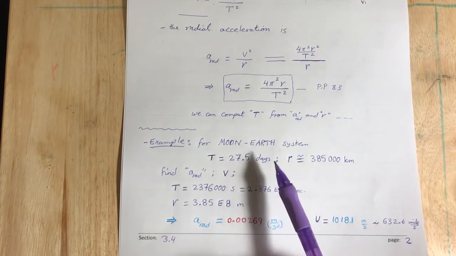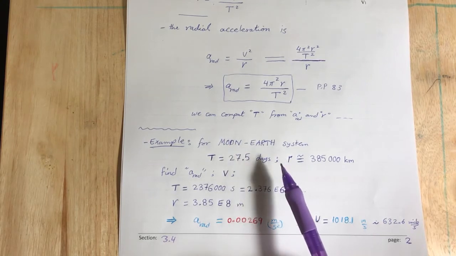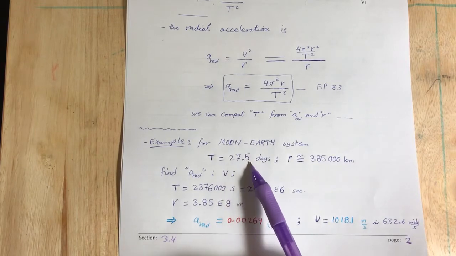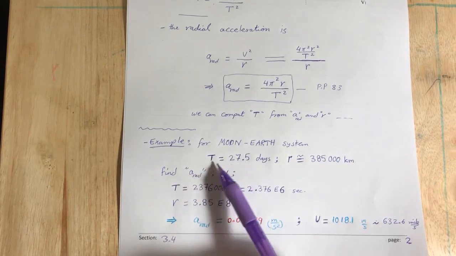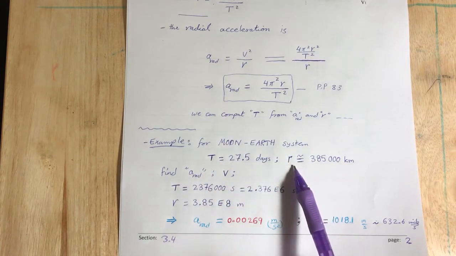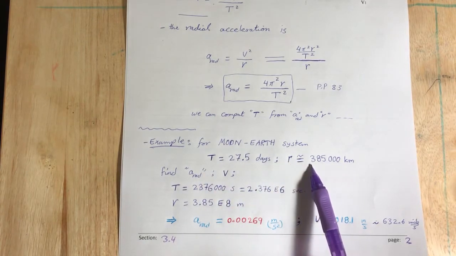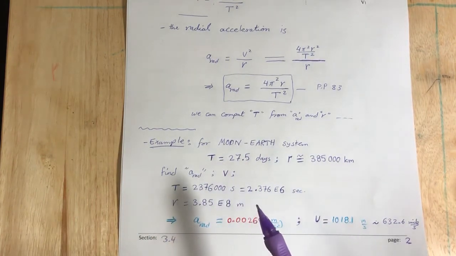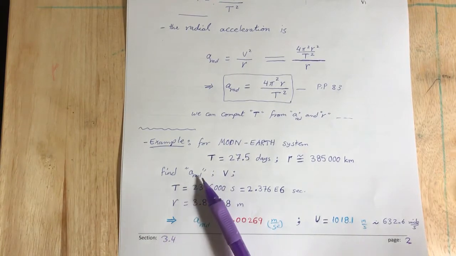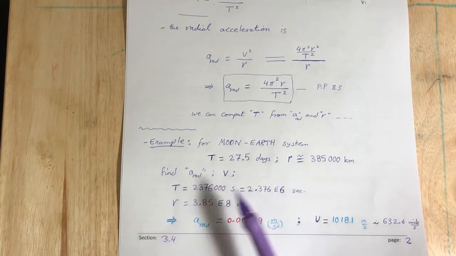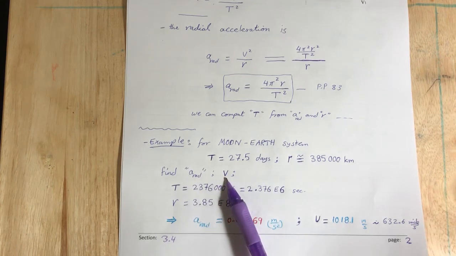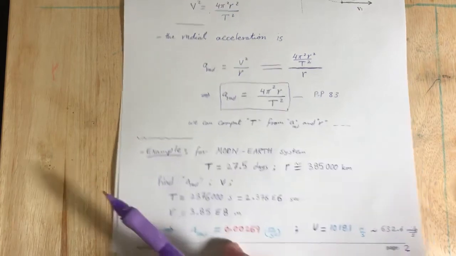which is the astronomical period, not the Earth period. The Earth period is 29.5. Okay, this is the T capital, which is the total period, and the radius on average is equal to 385,000 kilometers. Can we find the acceleration between the Earth and the Moon? And we can also find the speed of the Moon rotation.